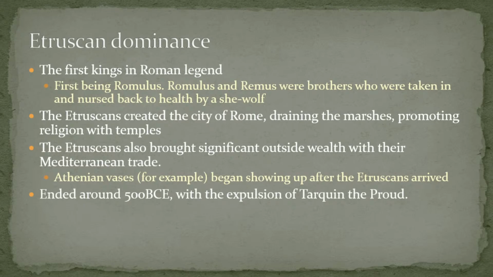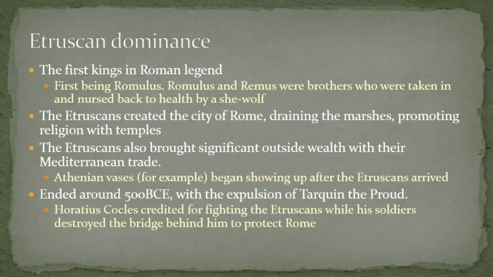So, the Etruscan dominance of Rome ended around the year 500 BCE, again, roughly, with the expulsion of Tarquin the Proud, who was an Etruscan king. The Latin people rose up, the Romans, I guess now, rose up and kicked the Etruscans out. And there was this great hero, Horatius Cocles, who was credited with fighting the Etruscans while his soldiers destroyed the bridge behind him so that they couldn't get to Rome.